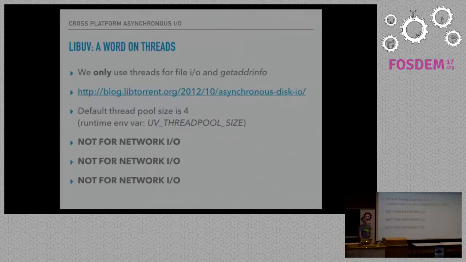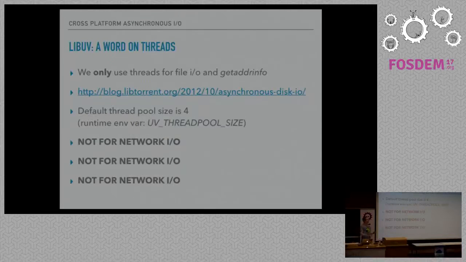Just a quick word on threads. We use threads just for file system I/O, not for network I/O. The reason why we do it is very nicely summarized in this blog post by the BitTorrent guys. There is no way to do asynchronous file I/O cross-platform in a reliable way. Our default thread pool size is 4, and let me say it one more time, we don't use it for network I/O.